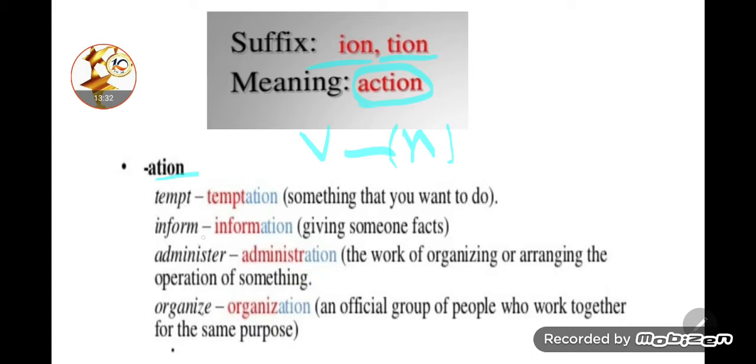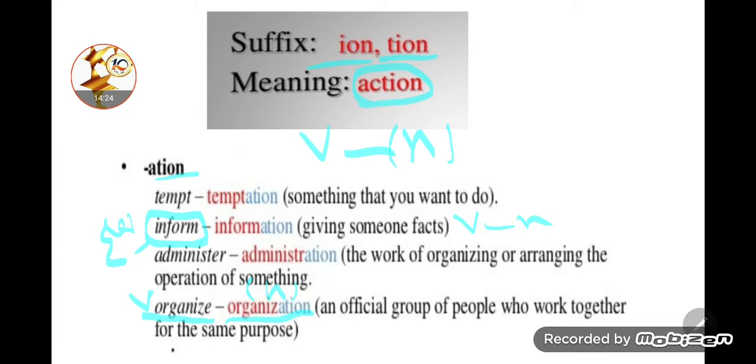For example, let's take this word, because you are very familiar with it: inform. If I add ation or tion to it, it becomes a noun. I change it from a verb to a noun. Inform, information. Organize, organization. As you can see, this is the verb and this is the noun. And you also have administer, administration. I put definitions for each one of them. Tempt, temptation, something that you want to do. Information, giving someone facts. Administration, the work of organizing or arranging the operation of something.